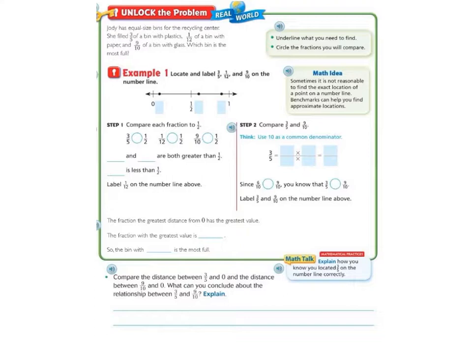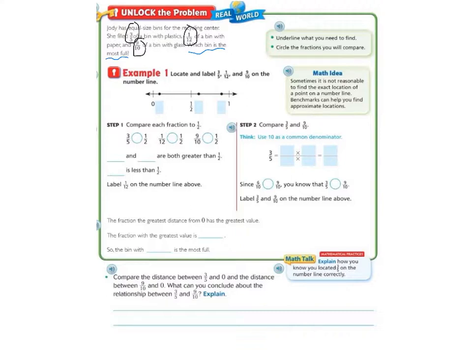All right, fourth graders, let's read the Unlock the Problem. It says, Jody has equal size bins at the recycling center. She filled 3/5 of the bins with plastics, 1/12 of the bins with paper, and 9/10 of the bins with glass. And here's our question. We want to know which bin is most full. So we need to order our fractions and know which one is smallest, which one's middle, and which one's largest, so that we can say which bin is most full.